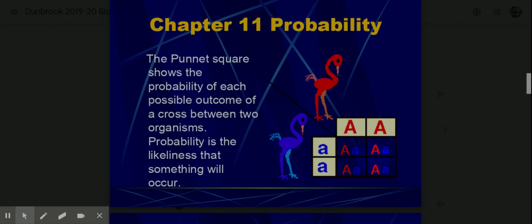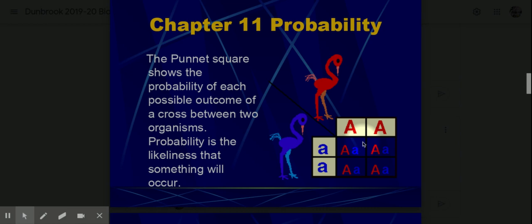As we go through these Punnetts, try to look for patterns in the ratios and the type of genotypes and phenotypes that you're seeing for the kids that would be predicted based on what the original parents were. That's the secret, and that's what Mendel did a really good job of, is looking at ratios.